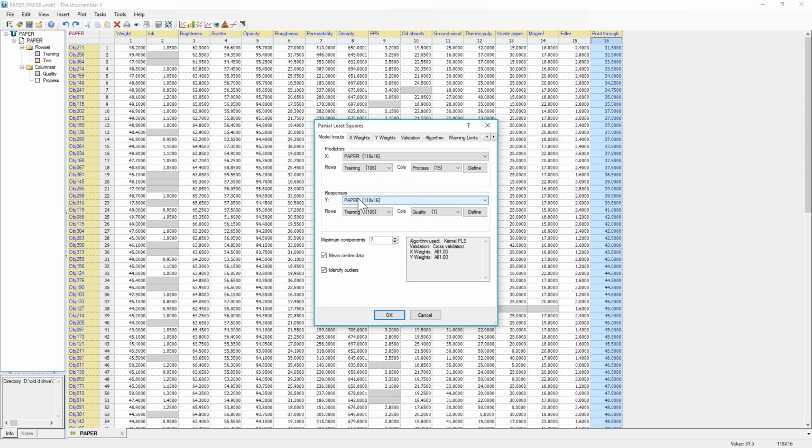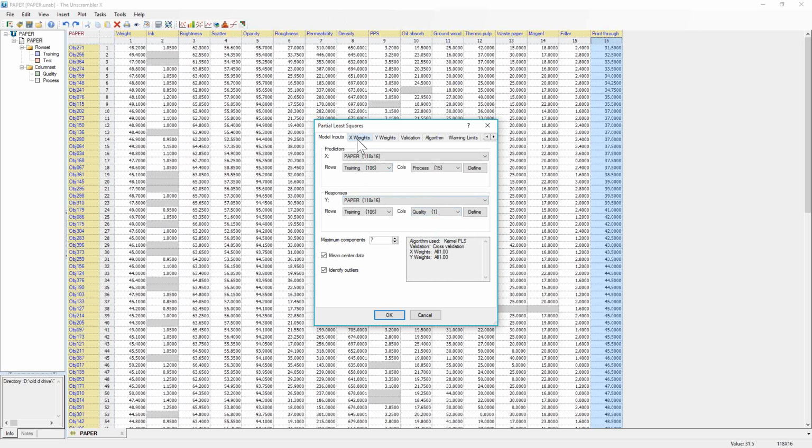Now, if you take a look at your data here, you can see weight is ranging in the 40s, something like ink is single digits, permeability is in the hundreds. If we put this data in directly without weighting it, the data analysis would tell us that this permeability is the most important thing, or maybe density is the most important variable just because it has a large value.